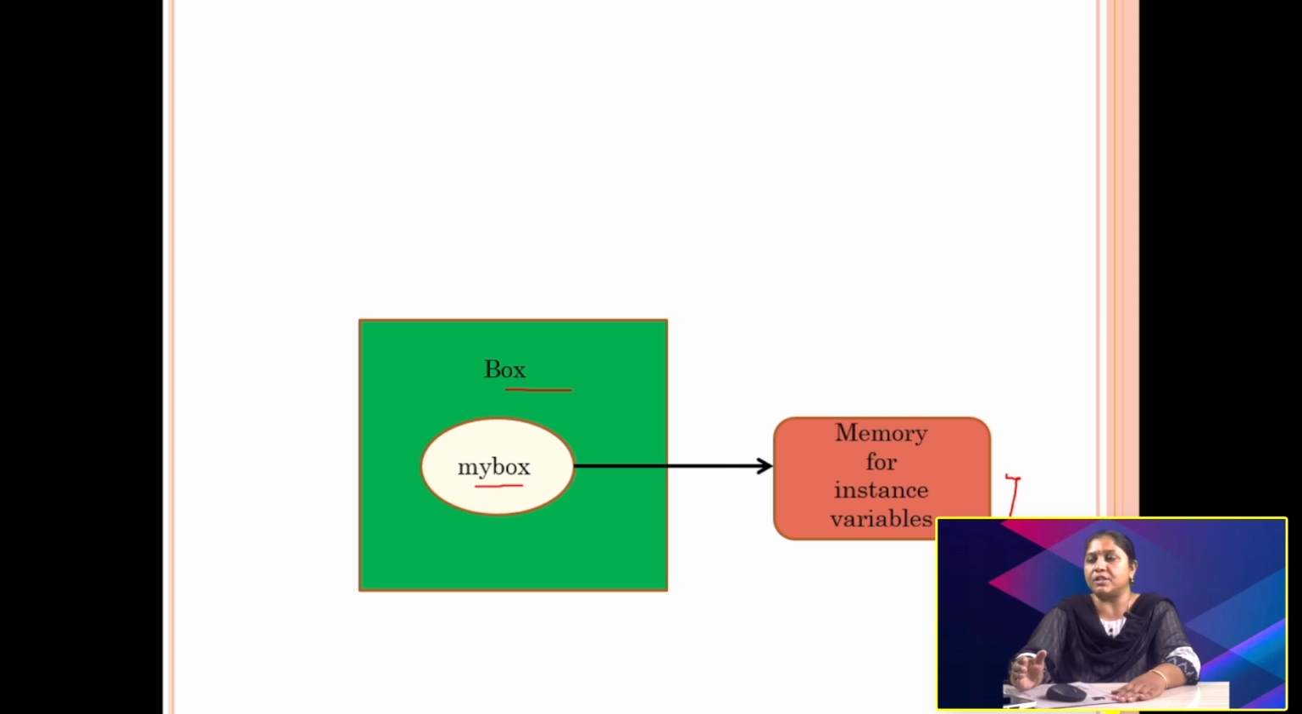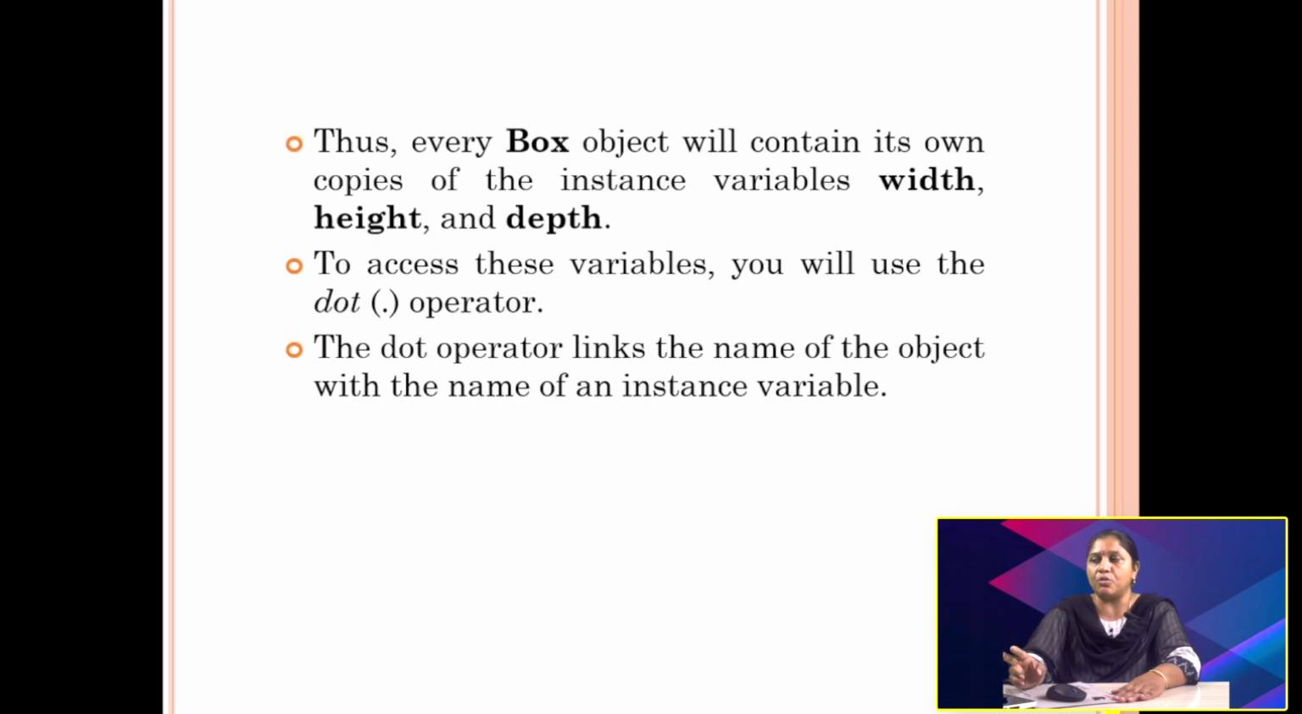Next we will see how to create an object and how to access the instance variables of that particular object. As I said, every box object will contain its own copies of the instance variables. As we have seen in the last slide, for my box object, memory will be allocated for the width, height and depth member variables. To access these variables, we will use an operator called dot. The dot operator links the name of the object with the member variables, or instance variables.